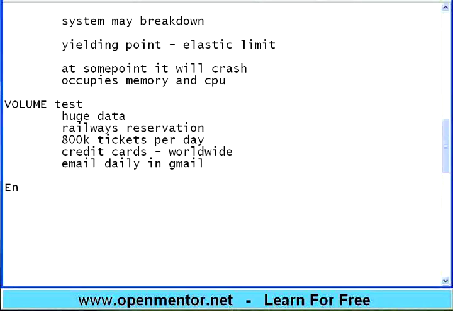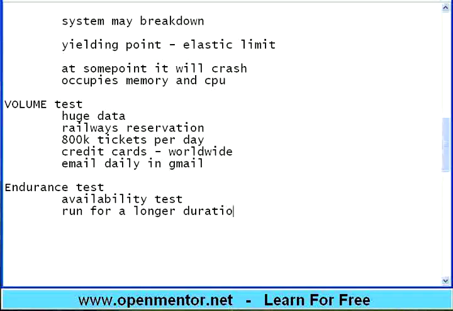There is something called an endurance test. People also call it an availability test. It means running for a longer duration. Keep on running the system, hit it with say 100 users for say 1 week, with no shutting down.